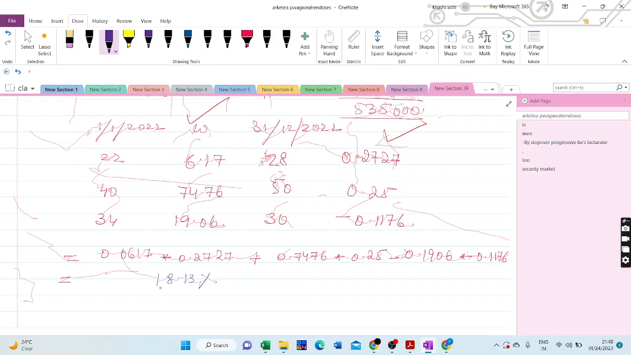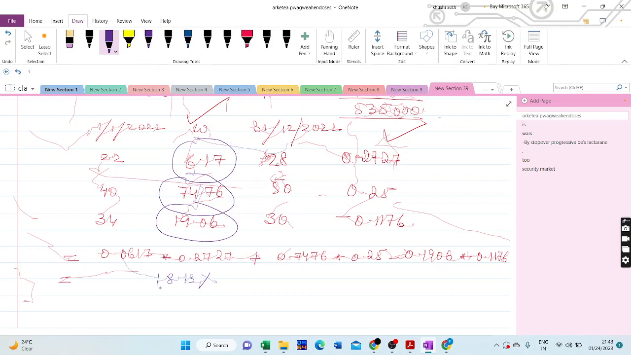Now, if you want to replicate this market cap weighted index, then 6.17% of the funds of your replicating portfolio should be allocated to stock A, 74.76% to stock B, and 19.06% to stock C. This is how you can create a portfolio that replicates or mimics a market cap weighted index.